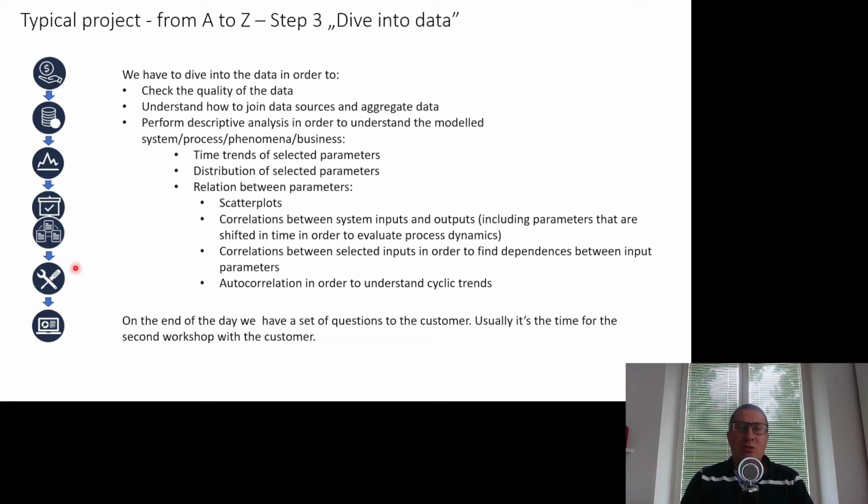We need to understand how to join data sources and aggregate the data. Let's say we have the weather data captured every 5 minutes. We have nominations stored with 1 hour resolution. We have to somehow join them together. Let's say aggregate the weather data. Maybe we should calculate the average values, the average hourly values, or take the maximum value, let's say, of the temperature for a particular hour. Depends on the project.